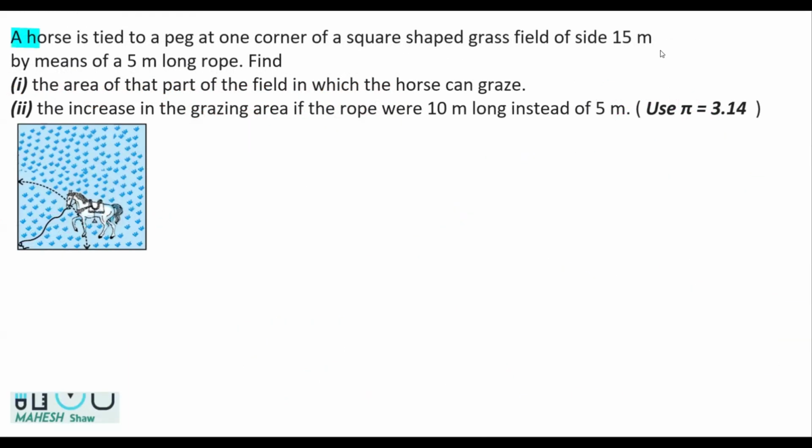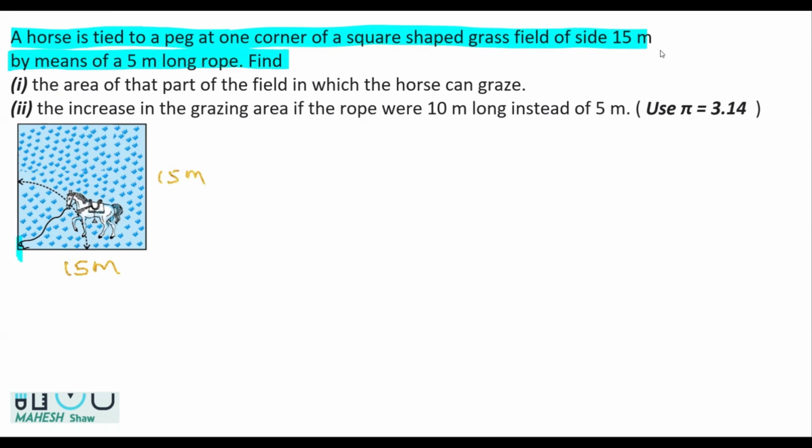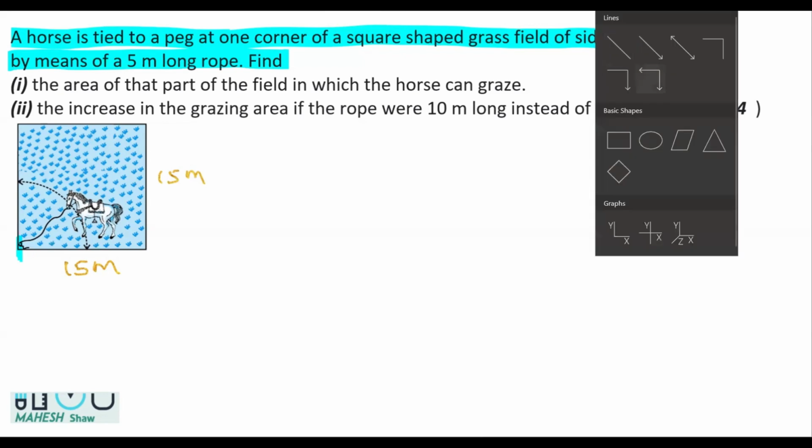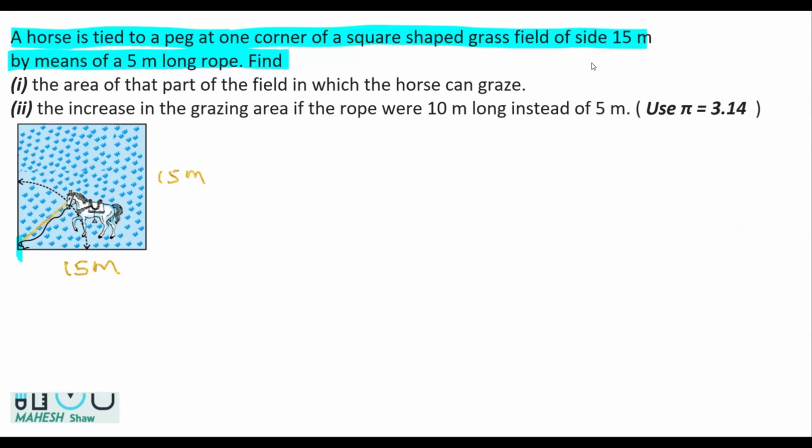In the next question, we are given a figure, and it says a horse is tied to a peg. The peg is the structure with which it is tied on one corner of a square field of side 15 meter. So we know this side of this square as 15 meter. This is also 15 meter. By means of a rope, which is 5 meter long. That means the rope here, if I can show you the rope, the rope is this. This is the rope with which it is tied.